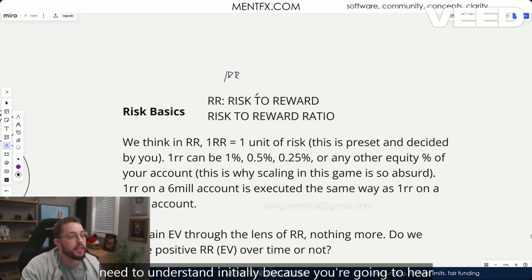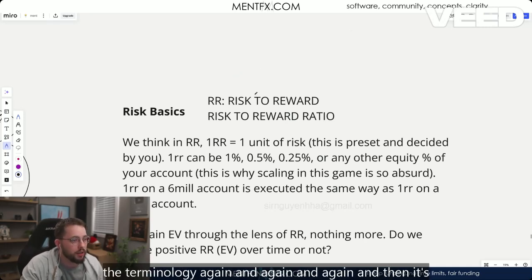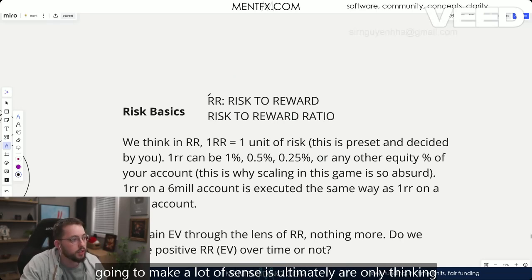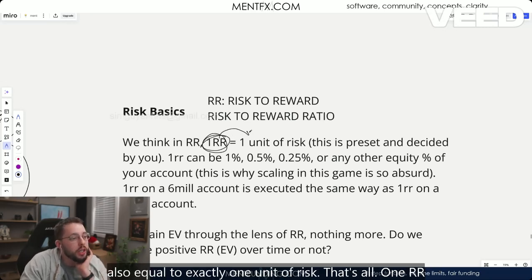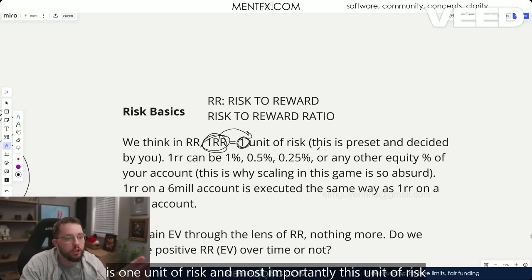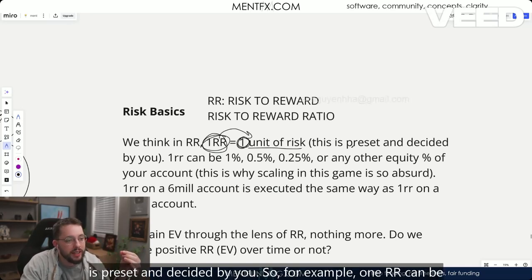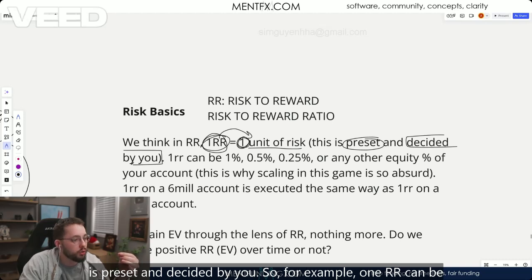But all you need to understand initially, because you're going to hear this terminology again and again and then it's going to make a lot of sense, is that ultimately we are only thinking in RR. And I'm going to show you why in a second. 1 RR is also equal to exactly 1 unit of risk. That's all. 1 RR is 1 unit of risk. And most importantly, this unit of risk is preset and decided by you.